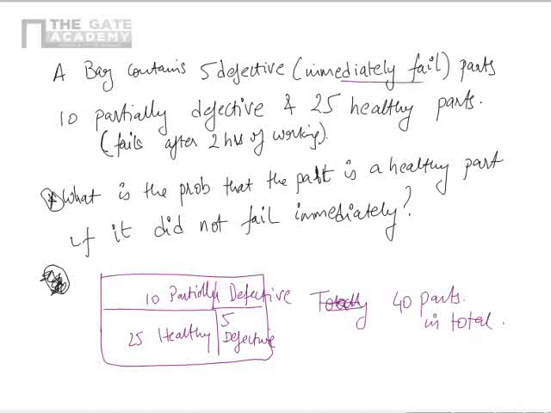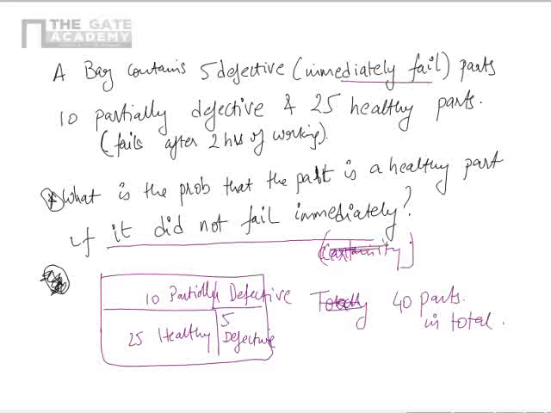That is, I take it and use it, it will fail immediately. 10 partially defective parts means it is going to fail after some time, after 2 hours of working. 25 healthy parts are there. What is the probability that the part is a healthy part if it did not fail immediately? So what he is saying is it did not fail immediately. This is told with certainty. That is, you took a part and you made it work.